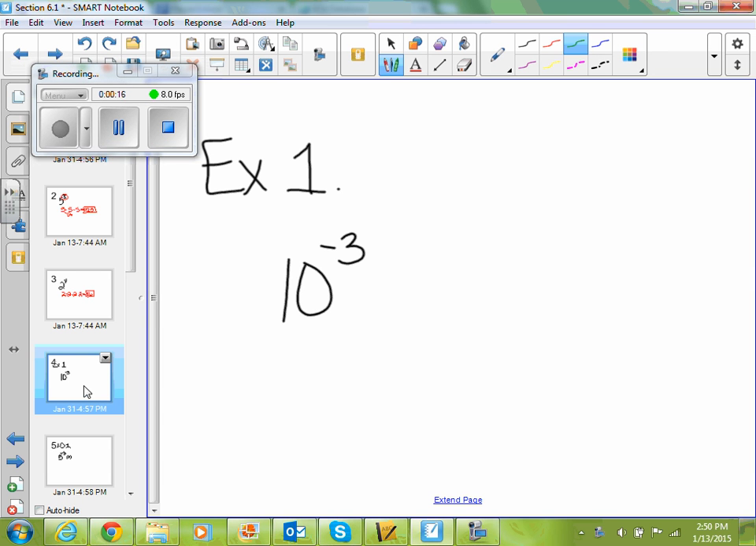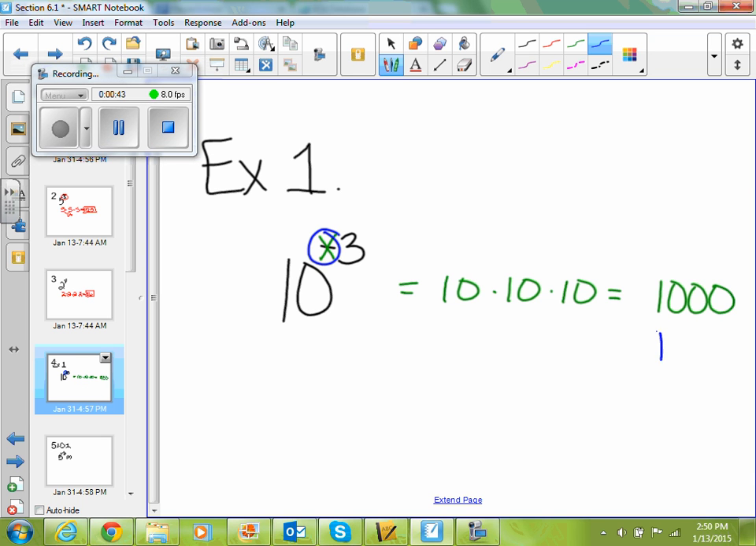Okay, so pretend for a minute that I ignore this negative, and it's just 10 to the third. What would that look like? 10 times 10 times 10, right? And what is 10 times 10 times 10? 1,000. Now, if I bring this negative back in, this negative turns all my answers into fractions. So instead of being 1,000, this changes to 1 over 1,000. Then you're done.